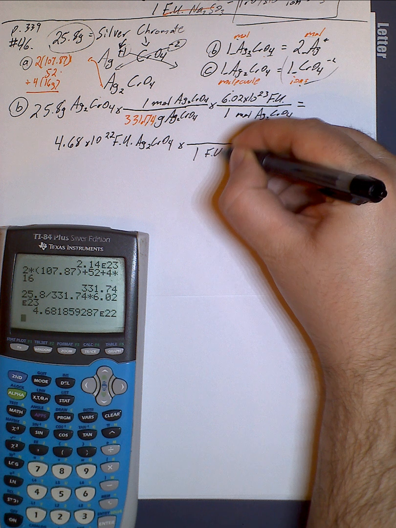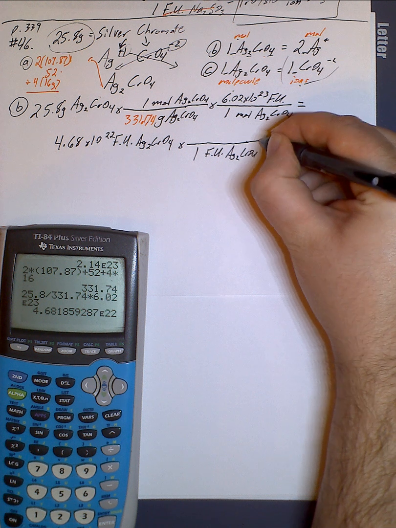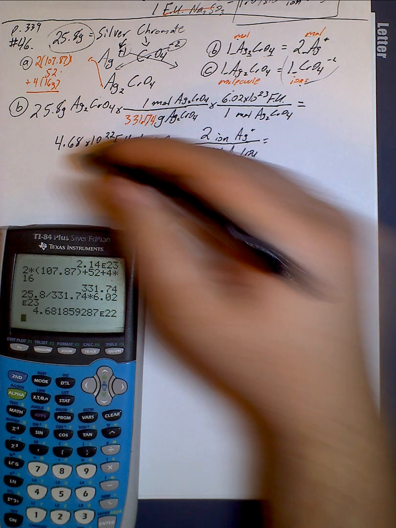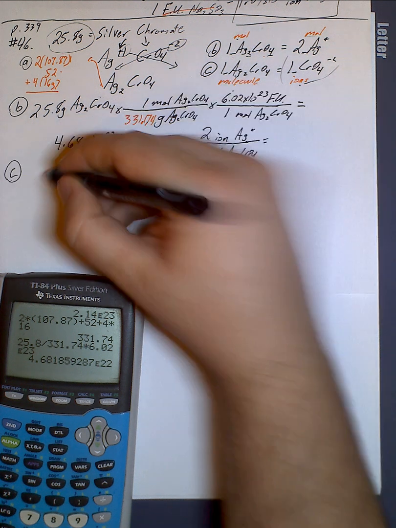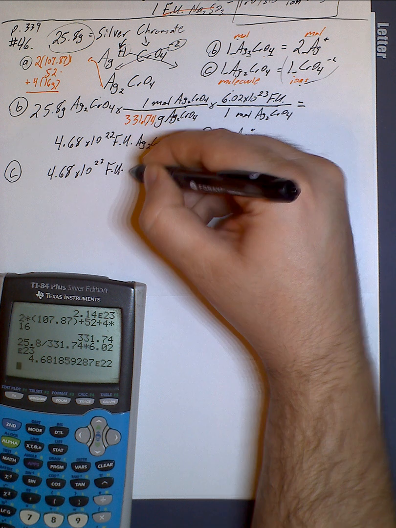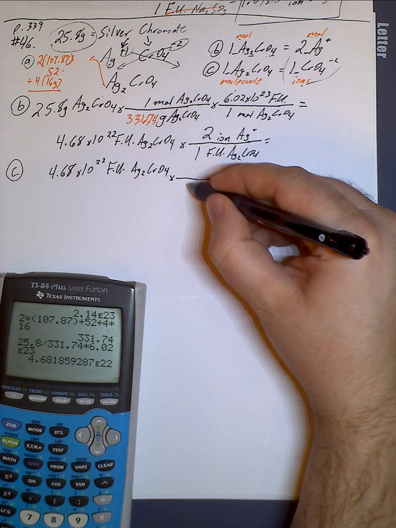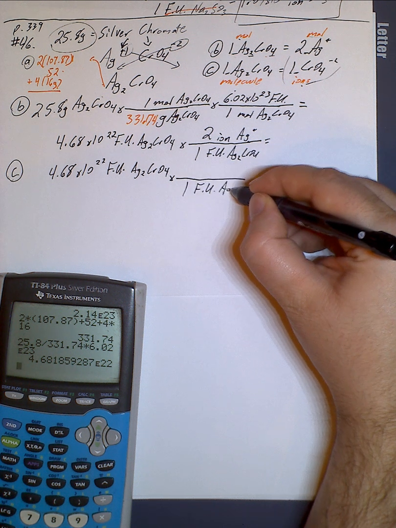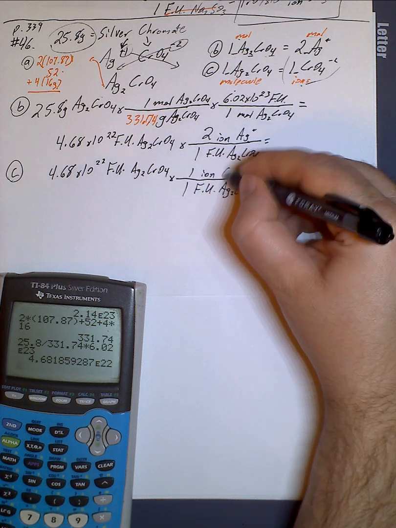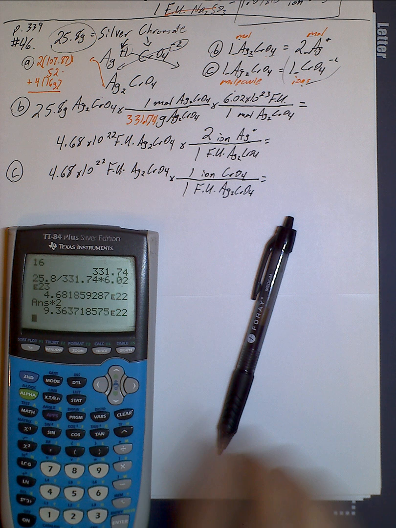For every 1 formula unit of my molecule here, Ag2CrO4, I have 2 ions of Ag. And then to answer part C, since I've already basically done everything else needed, I have the same number of formula units of Ag2CrO4. And all I've got to do for every one of those, I have 1 ion of chromate. And so I've just got to take this number and multiply it by 2.